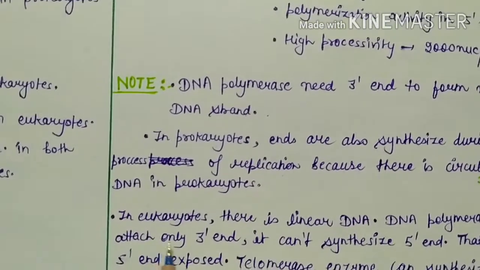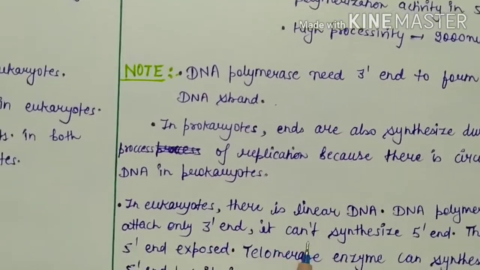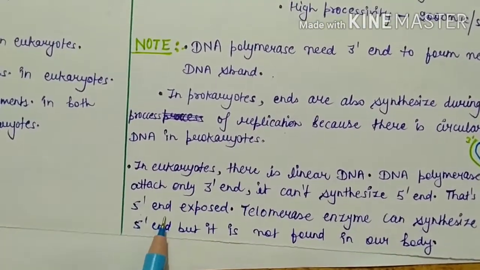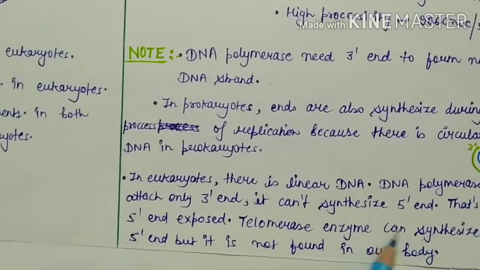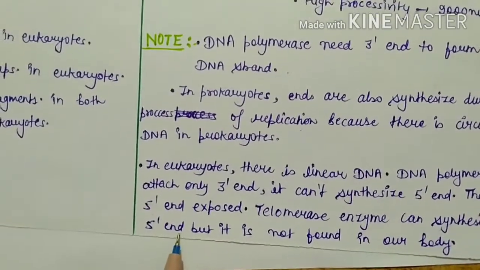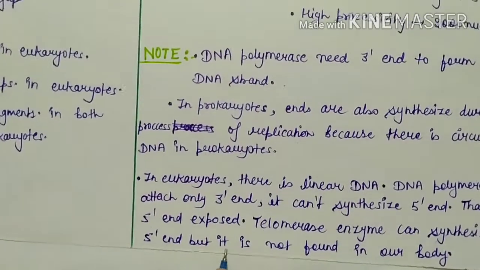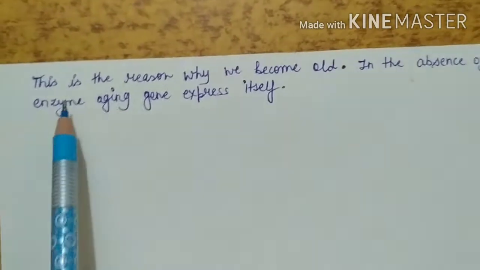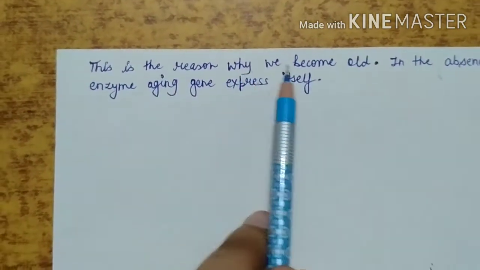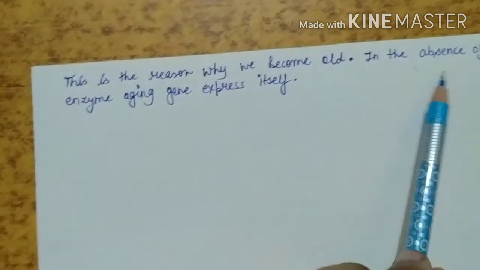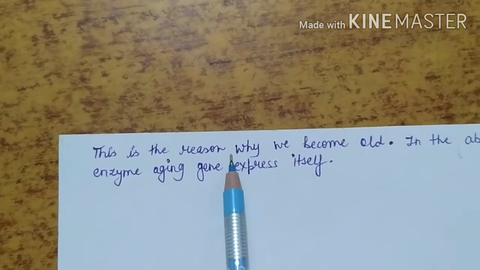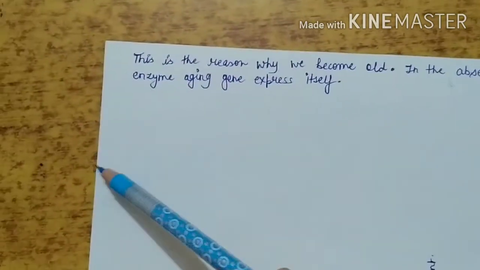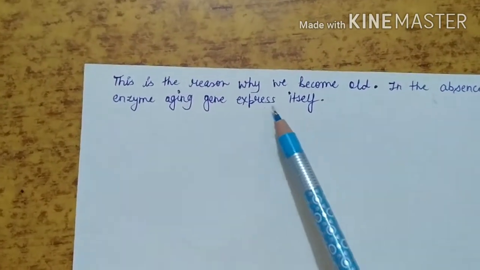DNA polymerase attaches only to the 3' end. It can't synthesize the 5' end. That's why the 5' end is exposed, and the telomerase enzyme can synthesize the 5' end, but it is not found in our body. This is the only reason why we become old. In the absence of telomerase enzyme, the aging gene expresses itself.